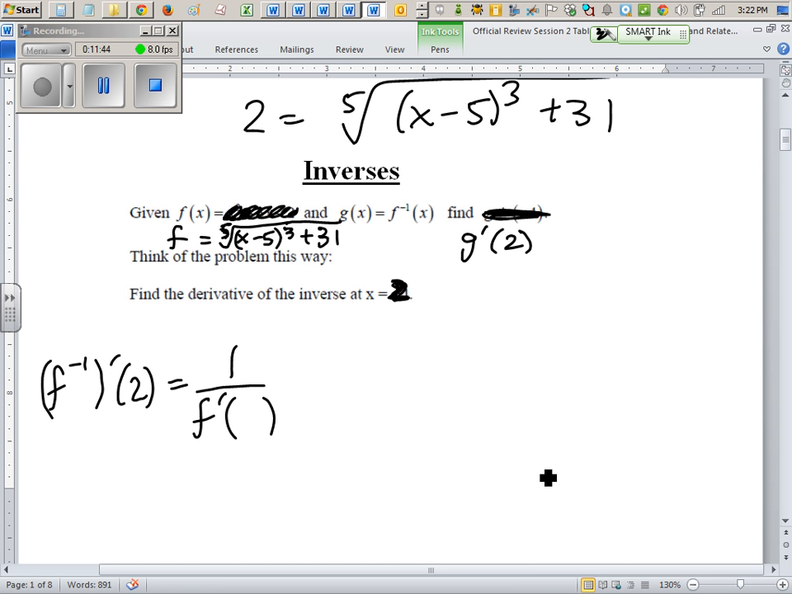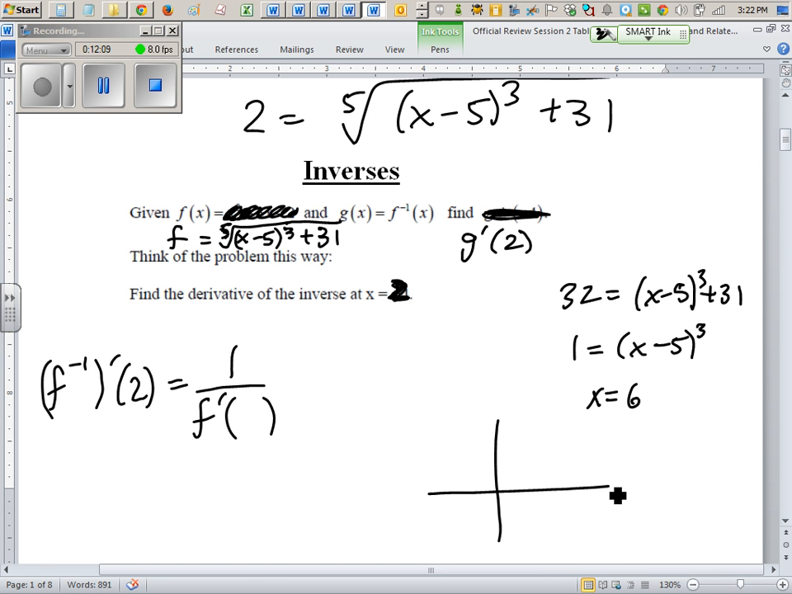What did you find? Anyone else get x equals 6? That's correct. So if you do a 5th power on both sides, you get 32 equals (x minus 5) cubed plus 31. Subtracting the 31, you get this. And you don't have to go any further. X is 6, folks. Look at it. Right? Okay, so x is definitely 6. What does this mean? This means that f, the function f, passes through the point (6, 2).